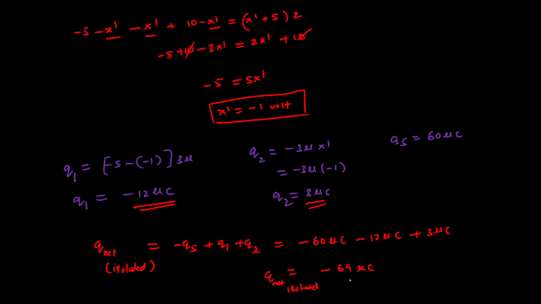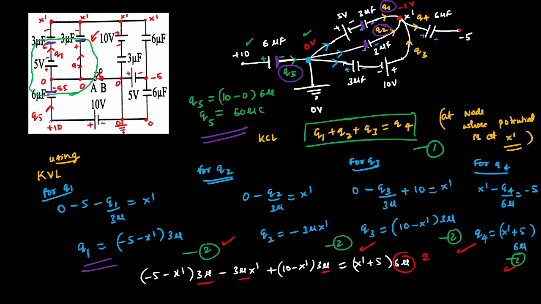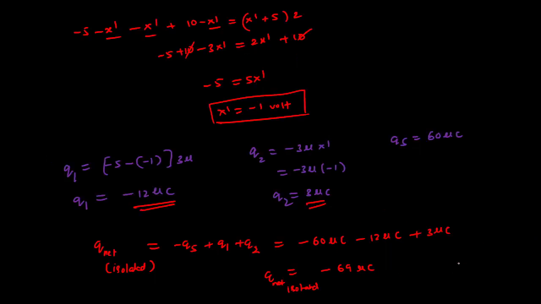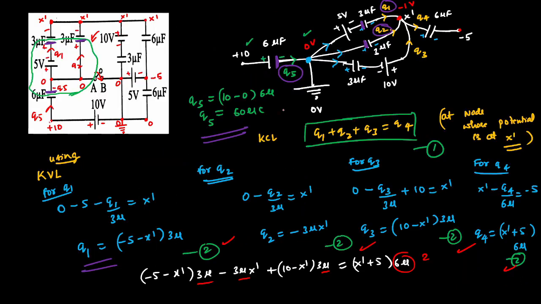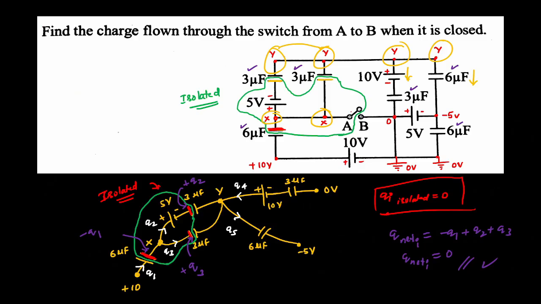Okay, so you know that if it is negative, meaning what? This isolated part is becoming negative. Initially it was zero, this isolated part had zero coulomb charge. Now if the charge leaves, it becomes negative, right? So it is becoming minus 69 microcoulomb, meaning definitely the outgoing charge from A to B is going to be plus 69 microcoulomb. Okay, so I hope you understood this problem. When you close the switch, the charge will flow from A to B.